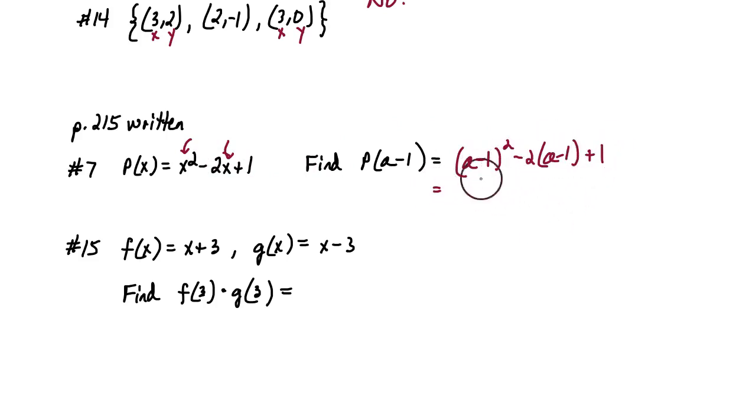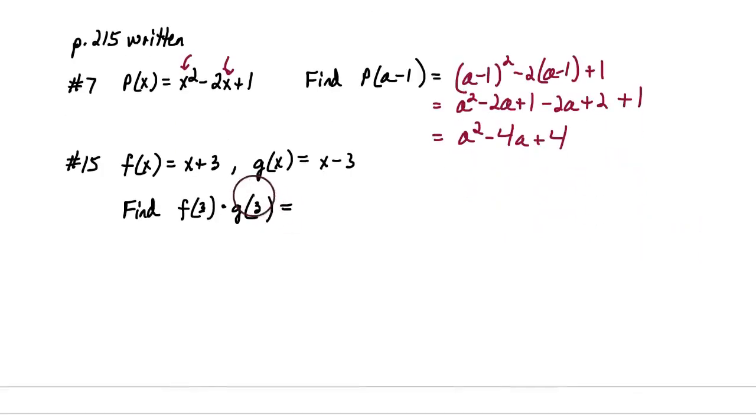Now let's simplify this. We want to square this binomial. It makes a squared minus 2a plus 1. Then in here we want to distribute the -2. We get -2a plus 2. And on the end is a plus 1. Now combine like terms. -2a and -2a is -4a. 1 plus 2 plus 1 is +4.